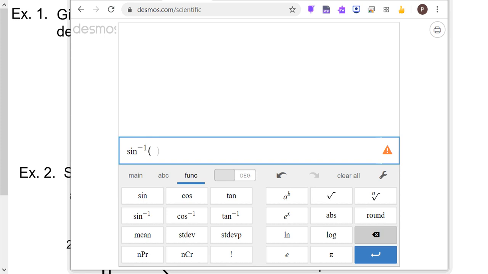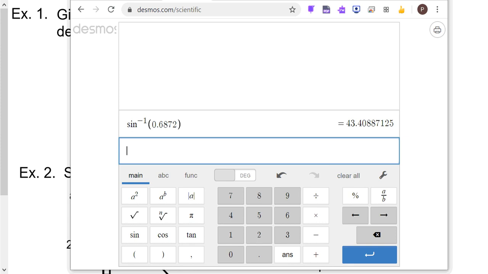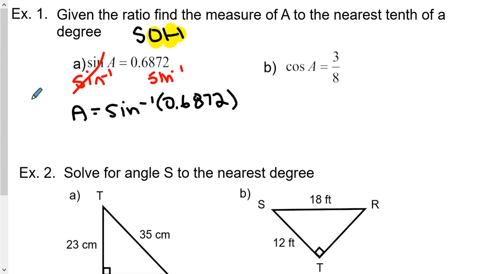We want to match. And our decimal value was, let me look at it again, 0.6872. And as you can see there, it's telling us 43.4, and that's the angle. That was angle A, 43, and it says to the nearest tenth, so round that to 43.4 degrees.